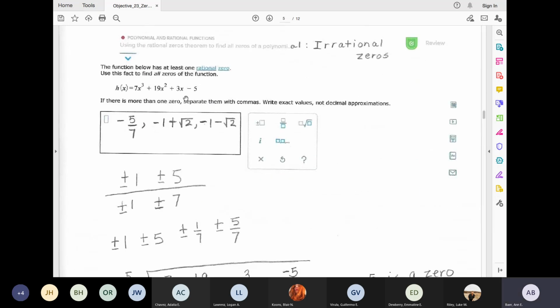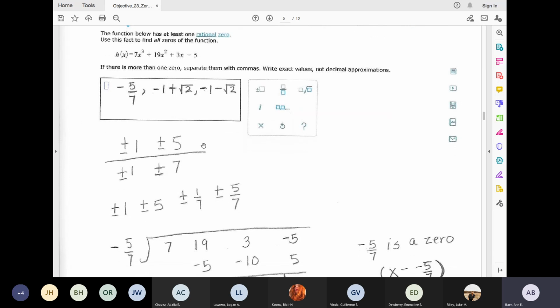Let's look at this topic in contrast. We are now looking at irrational zeros. Irrational zeros are real numbers which are not rational. So irrational means real numbers that are not rational. It's the opposite. And sometimes those can involve numbers with square roots in them.